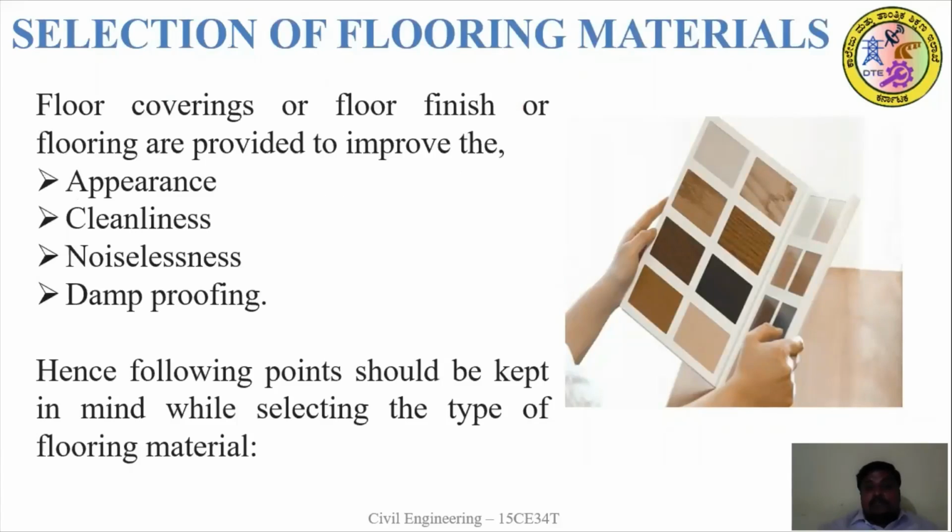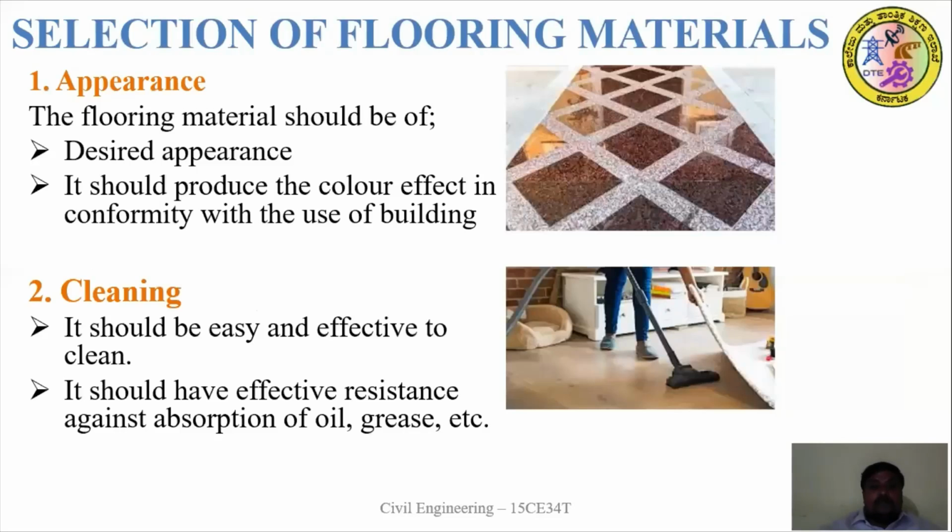Next one, selection of flooring material. That is how we are going to select a flooring material. I want this one, or I have to choose this type of material for my building, or my residential building. Floor covers, floor finishes or floorings are provided to improve the appearance, cleanliness, noiselessness, and damp resistance. But to make a selection of flooring material, the following points are to be kept in mind. First one, appearance. Always we have to see that the flooring material we select gives a desired appearance. And also it should provide a color effect in conformity with the use of the building.